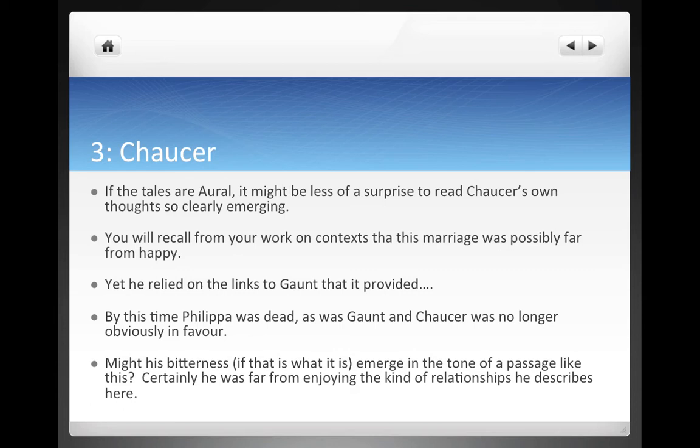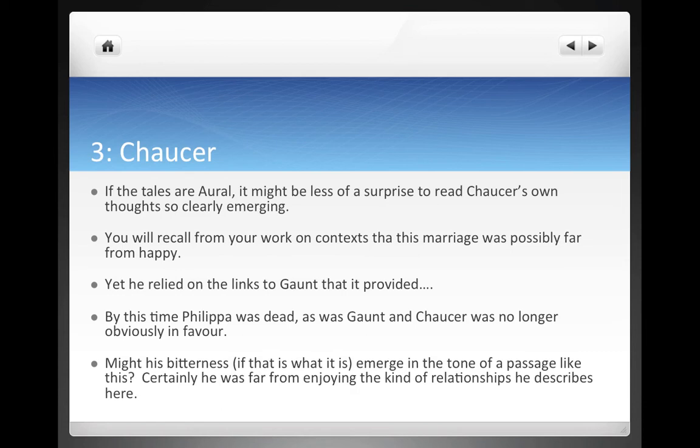Chaucer had lost his positions in London. He no longer could rely on the protection of Gaunt and therefore was now viewed with some distaste by a lot of the anti-Ricardian factions that were running the country. And I wonder whether we might begin to see a degree of bitterness about his marriage, about the life he's lived, emerging in this passage.